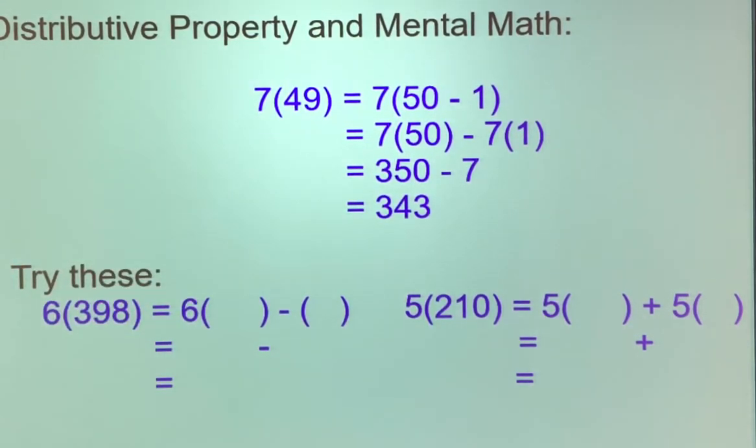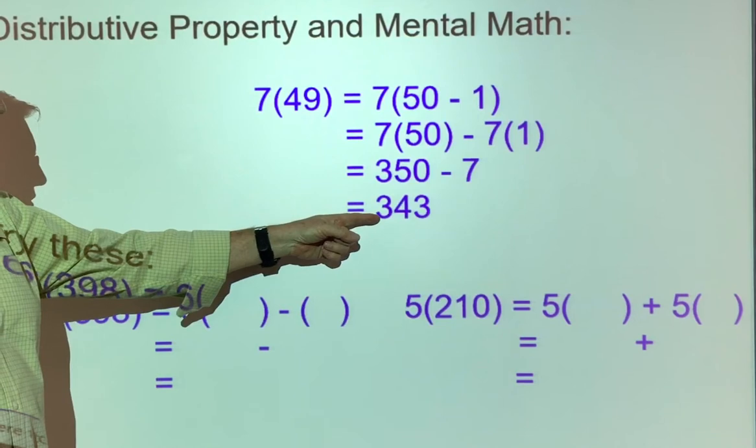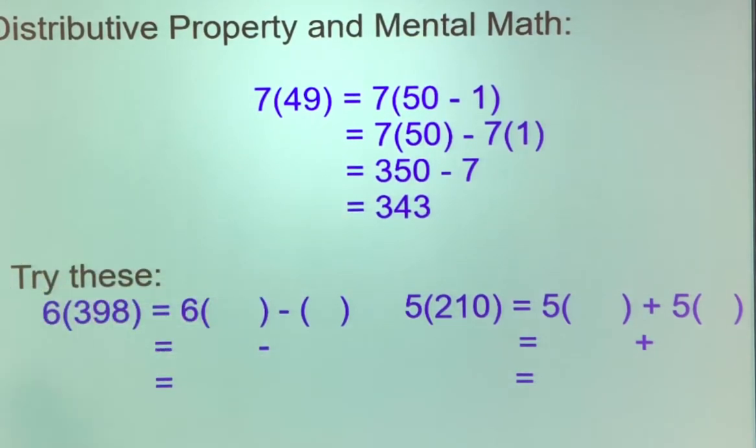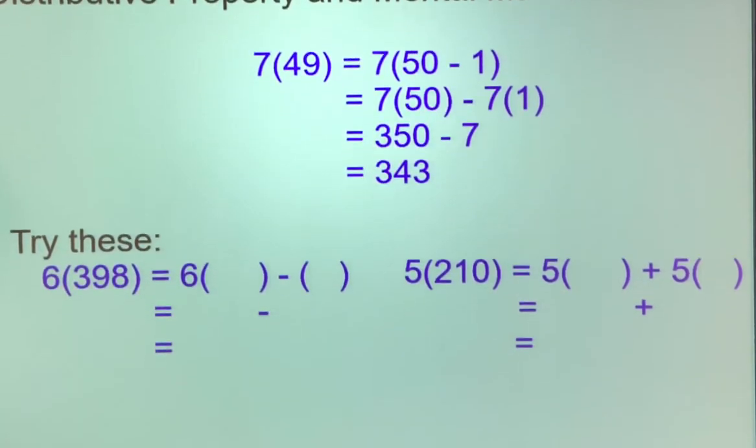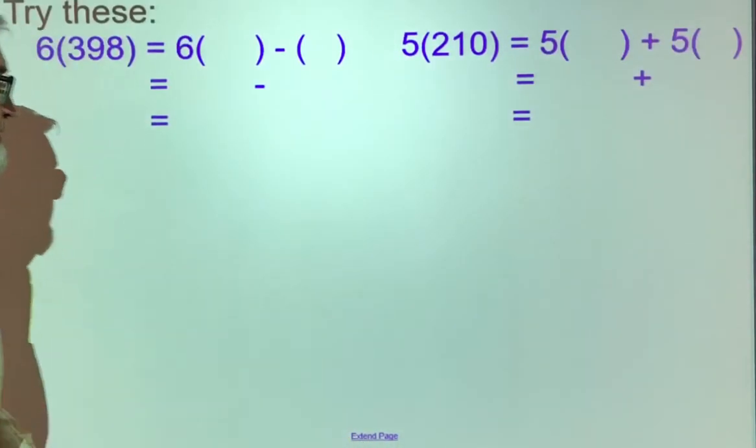Well, 7 times 50 is 350. 7 times 1 is 7. So 350 minus 7 is equal to 343. So 7 times 49 is 343. Let's work a couple more examples. I think you'll find this useful when you're working with mental math.